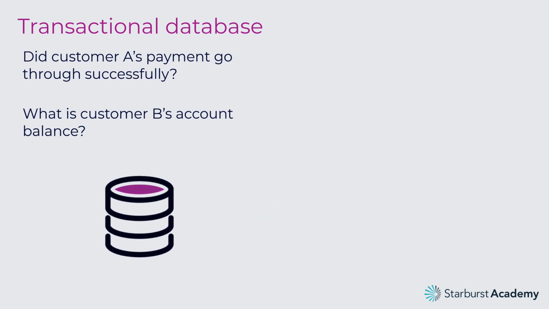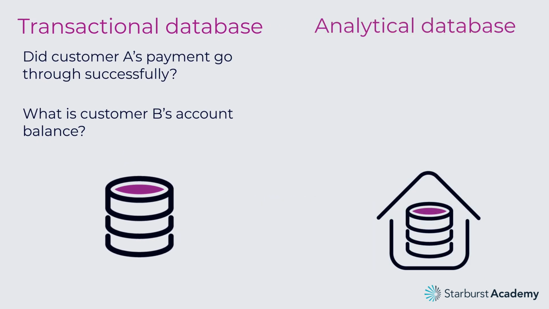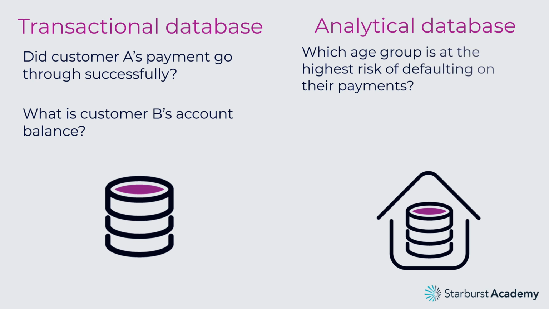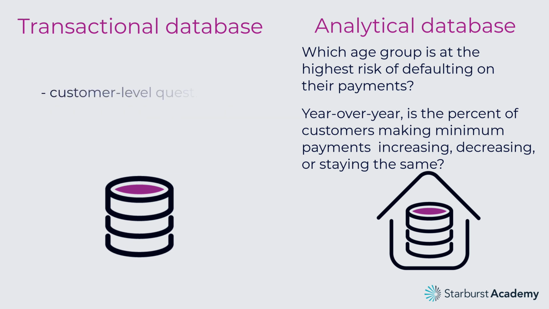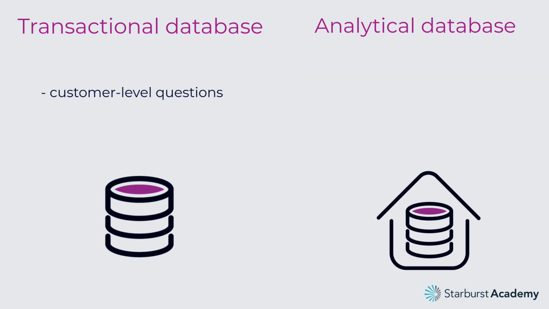The analytical database's data must be used to answer questions like, which age group is at the highest risk of defaulting on their payments? Or, year over year, is the percent of customers making minimum payments increasing, decreasing, or staying the same? If we compare the questions we need to answer with each type of database, we can see that the granularity is different. Transactional databases answer questions at the level of one customer, whereas analytical databases are used to answer business-level questions with aggregated data.